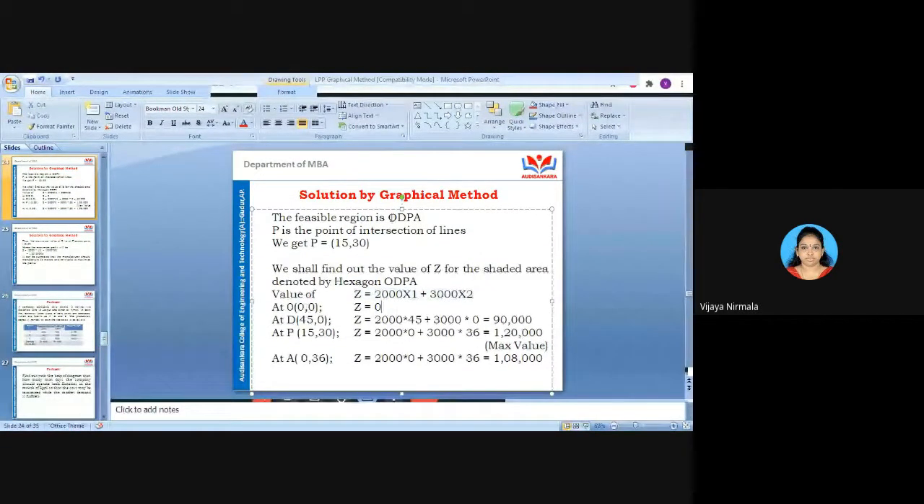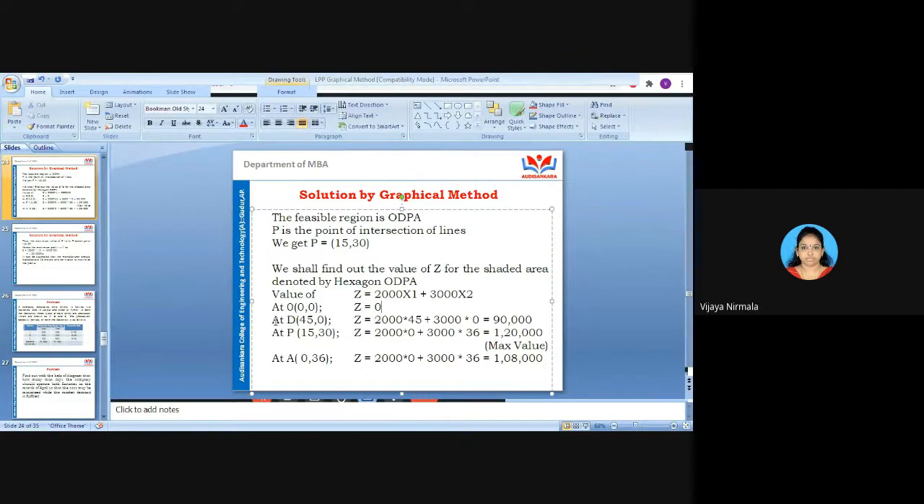First, take the origin O. At O, the x1, x2 values will always be 0. So substitute at the origin (0, 0) in this equation. Z is equal to 2000 into 0 plus 3000 into 0. We get the value as 0.